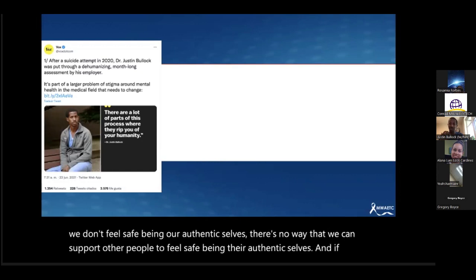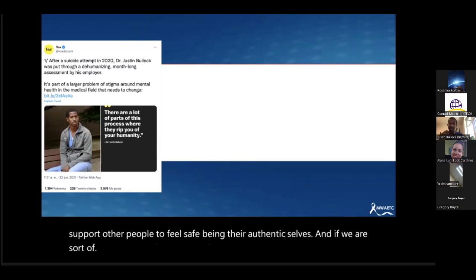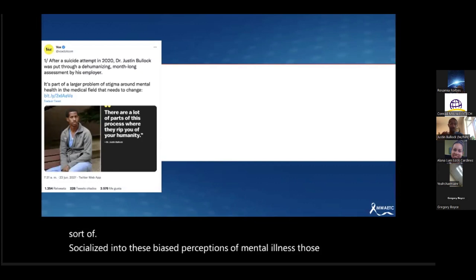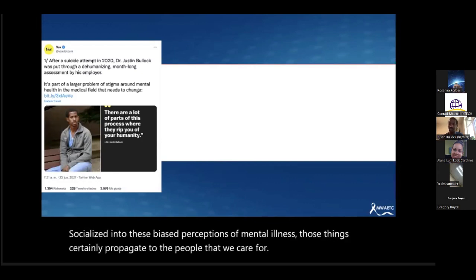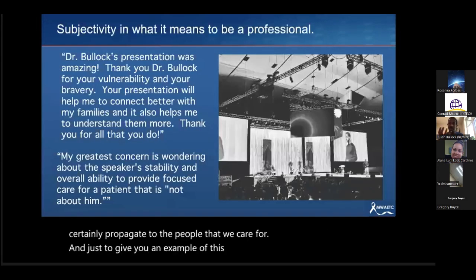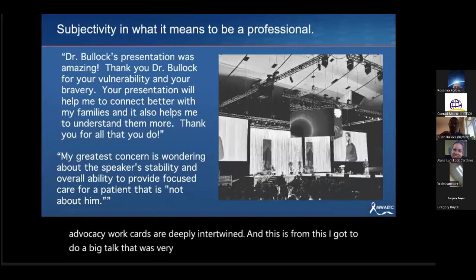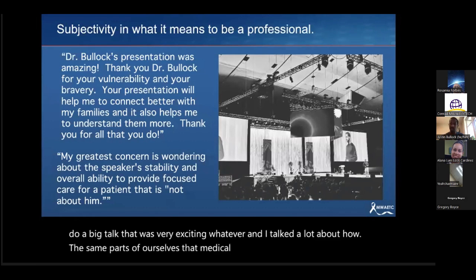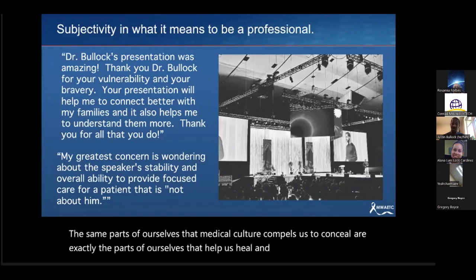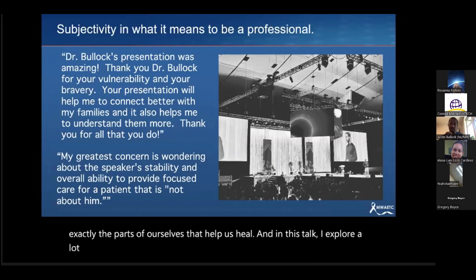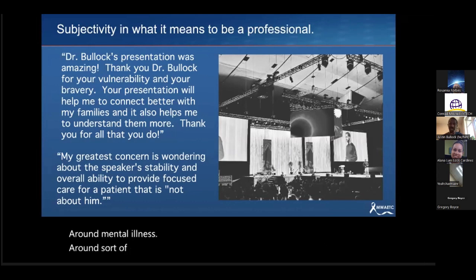And if we are socialized into these biased perceptions of mental illness, those things certainly propagate to the people that we care for. And just to give you an example of this, my research and advocacy work are deeply intertwined. This is from a big talk that I got to do that was very exciting. And I talked a lot about how the same parts of ourselves that medical culture compels us to conceal are exactly the parts of ourselves that help us heal. And in this talk, I explore a lot around disclosure, around mental illness, around stigmatized identities. I'm also gay, so around stereotypes related to people who are gay.